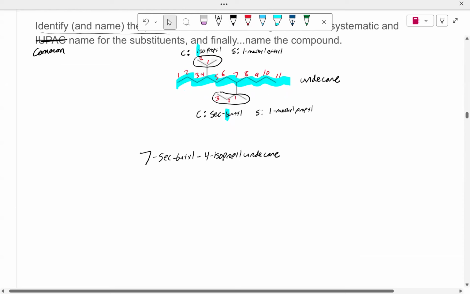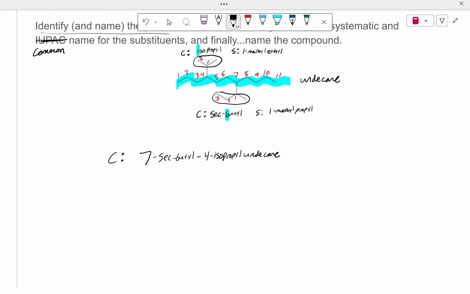Now that's using the common names. Let's use the systematic names. Now notice here the alphabetizing is going to be different, because of methyl ethyl. Both of them have methyl to start with. But one is ethyl, E, the other is propyl, P. So this group will come first for 1-methyl ethyl, and then 7-1-methyl propyl undecane.